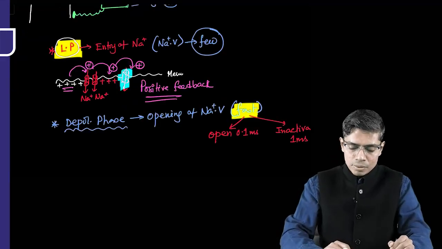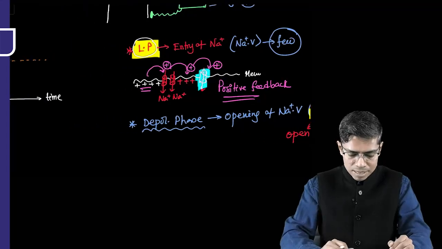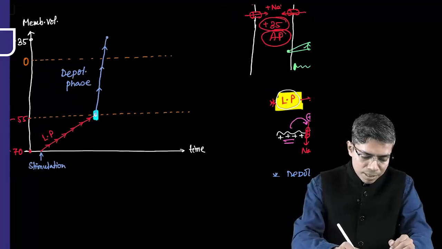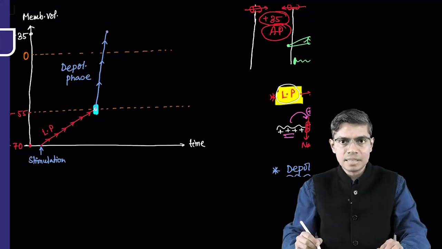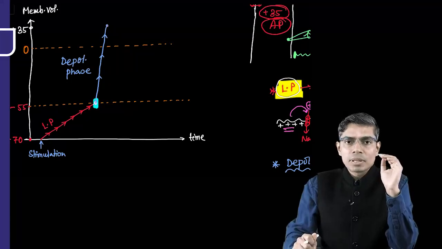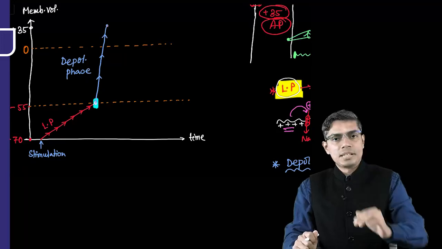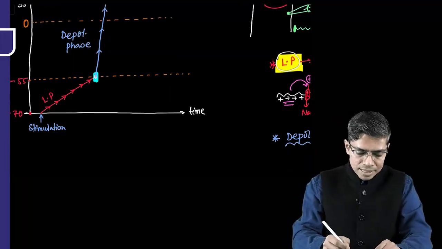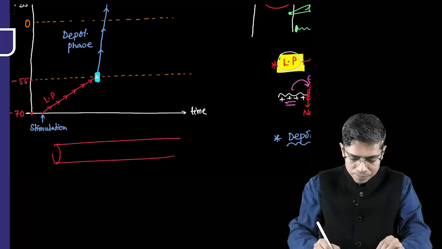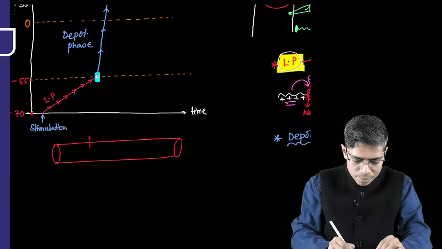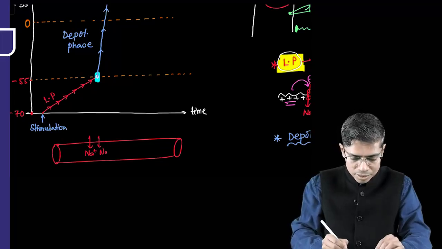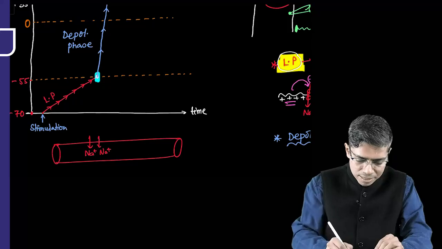So what will happen? Whenever there is inactivation of the sodium channel, the membrane voltage will not rise further. But proportionally, remember that the potassium channel will also open up. If I imagine a diagram like this, this is the neuronal cell membrane, this is the axon of the neuron. During this depolarization phase, sodium is entering. Now the sodium channel is inactive.